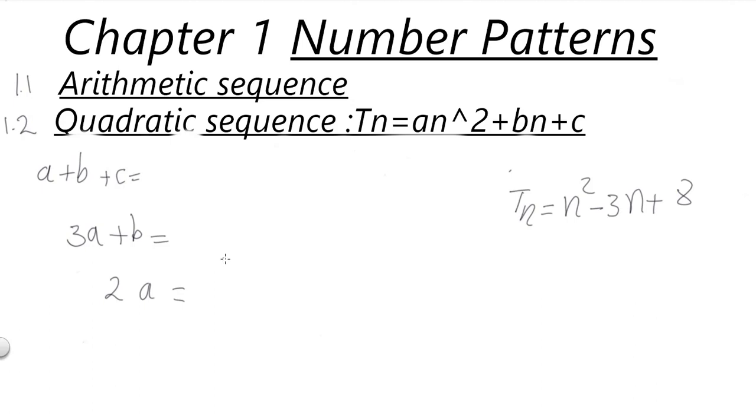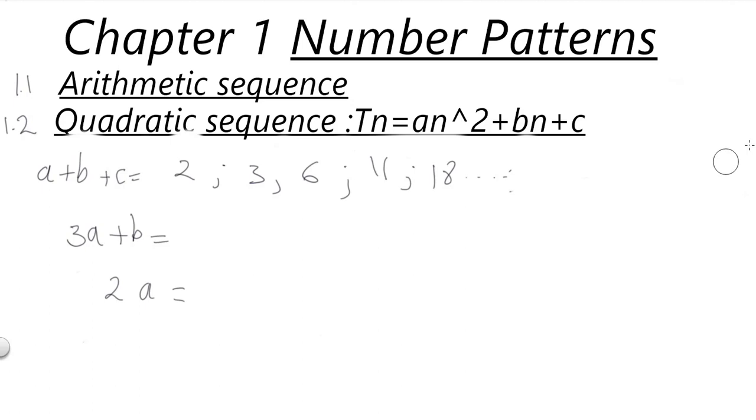Our next example where we have 2, 3, 6, 11, and 18. So now try to find the first difference here, okay? Our first difference here will be 3 minus 2 is 1. 6 minus 3 is 3. 11 minus 6 is 5. And 18 minus 11 is 7.